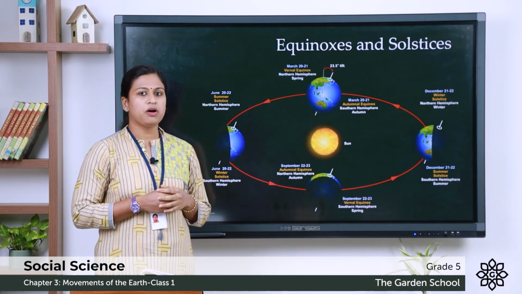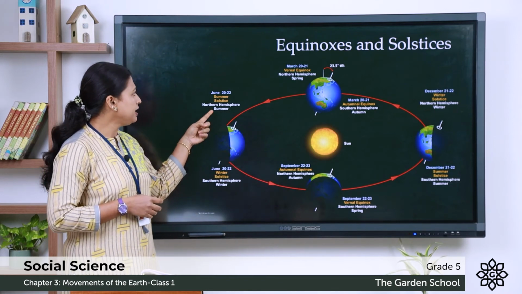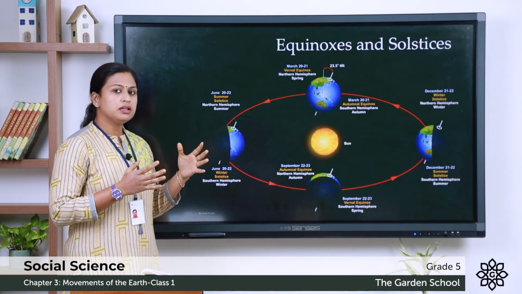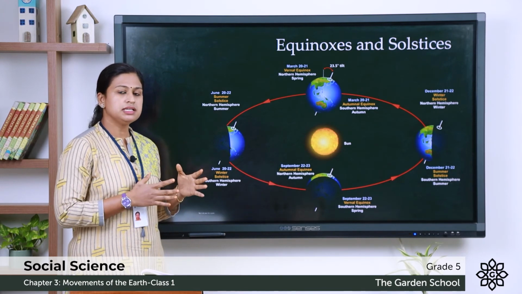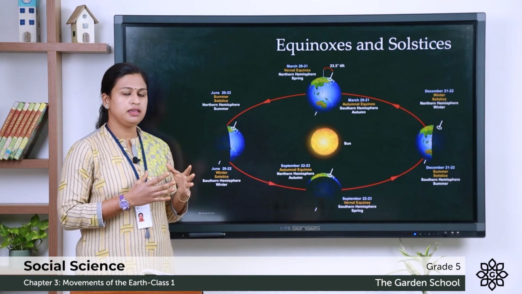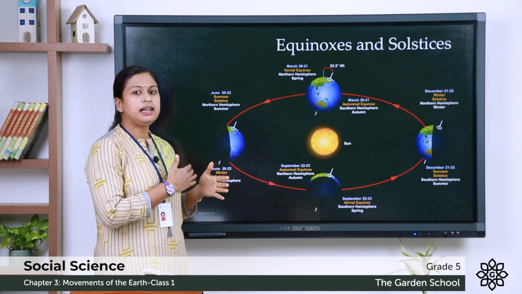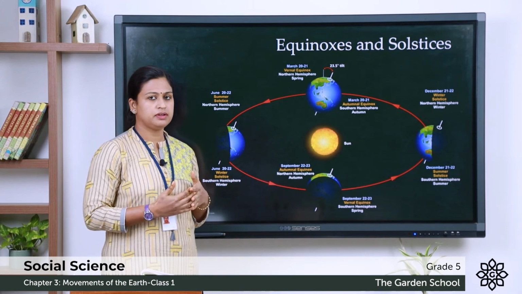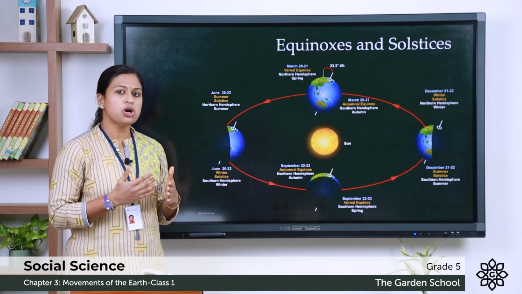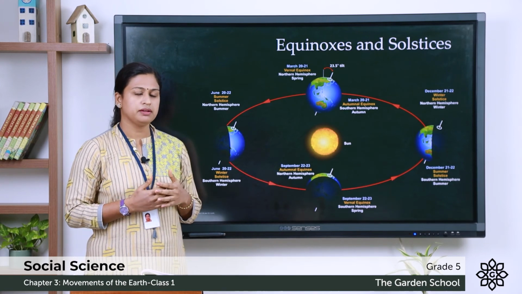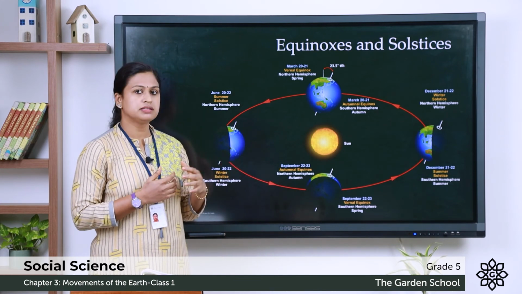Now, we will discuss solstices and equinoxes. Here, in the northern hemisphere, during summer, the day continues to be long till 21st June. This is the longest day in the year and is known as summer solstice. After that, the length of the day decreases. In winter, the day continues to be short till 22nd December, and this is the shortest day of the year and it is known as winter solstice.